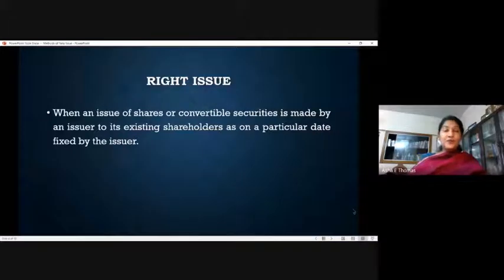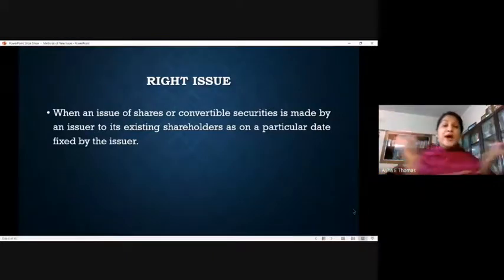So right issue, in a precise way, is the offer made to the existing shareholders by the company in recognition of their partnership in the management of the company, because they had confidence in the company, they had invested their money with the company, and now the company is growing, the company is thinking of expansion, the company is making profit, and they would like to share the ownership right again.